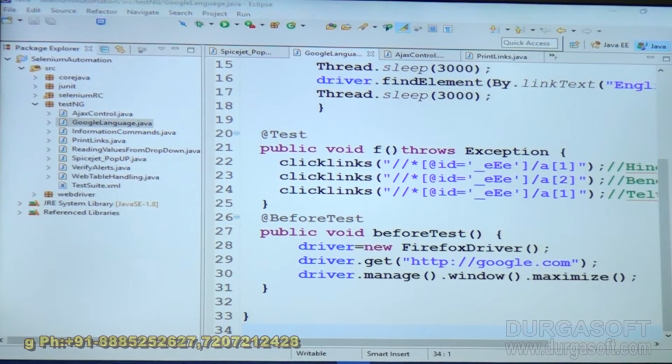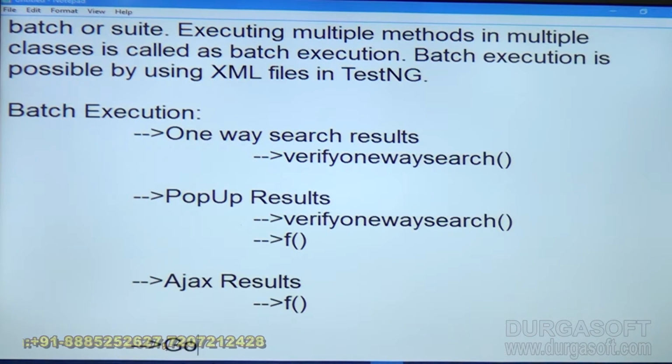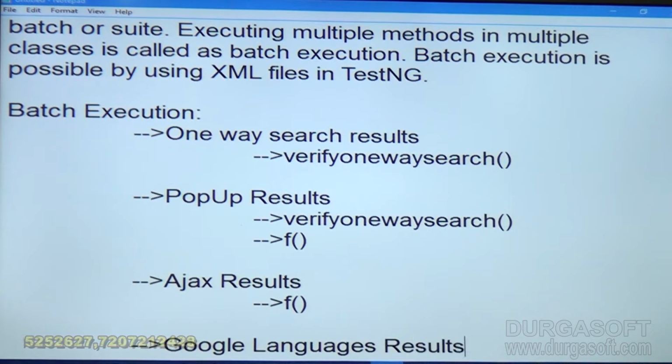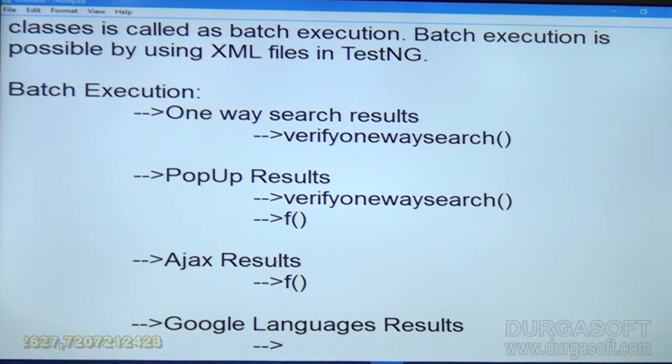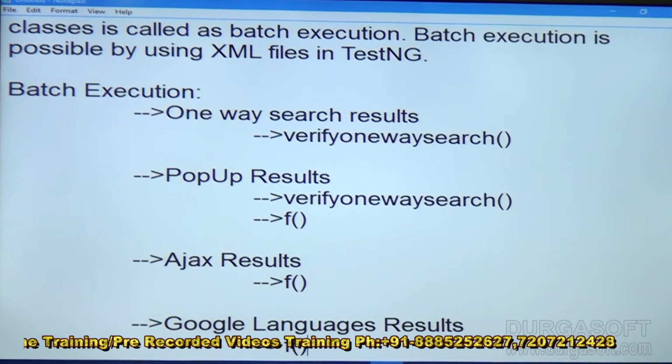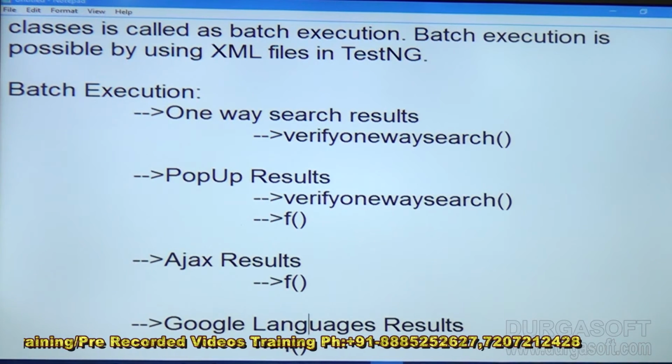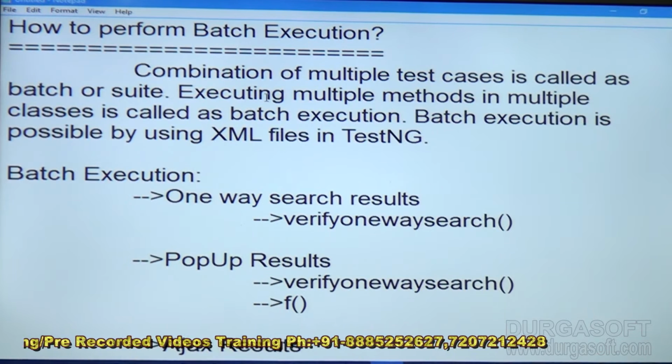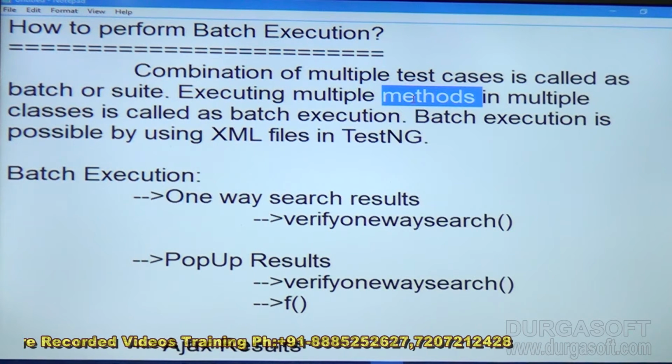I want to create separate result folders. So here, Google languages results folder. In that, I want to run the F method. So here, I am executing different methods in different classes. In SpiceJet pop-up, first time I can run one method, second time both the methods, third time Ajax program, fourth one Google language program. So different methods we are executing, multiple methods in multiple classes, called a batch execution.